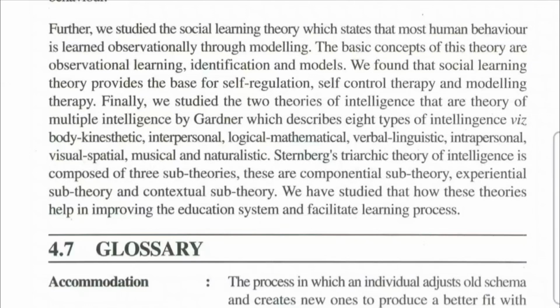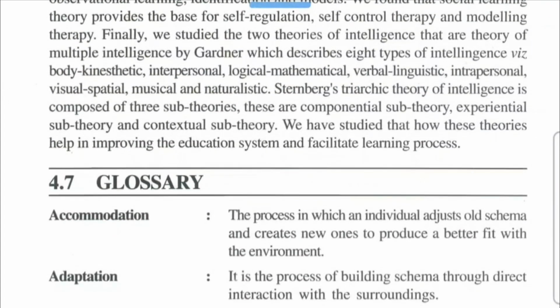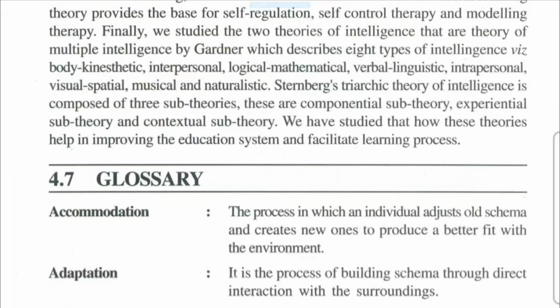Finally, we studied the 2 theories of intelligence: the theory of multiple intelligences by Gardner, which describes 8 types of intelligence: bodily kinesthetic, interpersonal, logical mathematical, verbal linguistic, intrapersonal, visual spatial, musical, and naturalistic. Sternberg's triarchic theory of intelligence is composed of 3 subtheories: the componential subtheory, experiential subtheory, and contextual subtheory. We have studied how these theories help in improving the education system and facilitate the learning process.